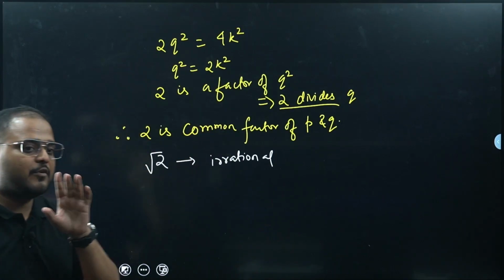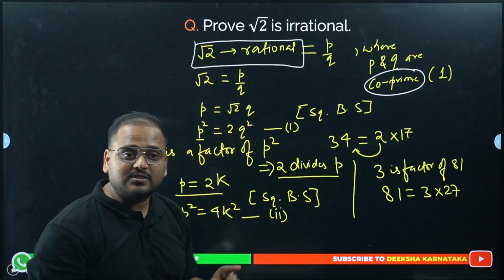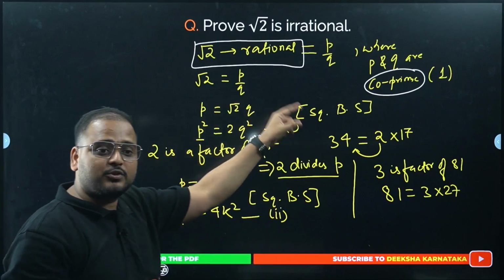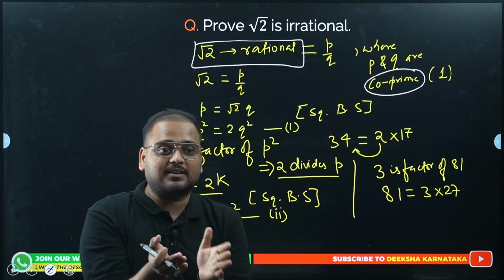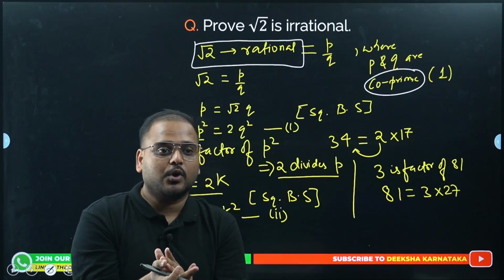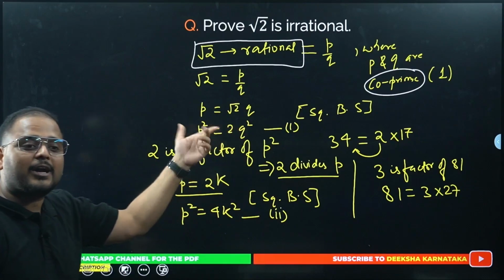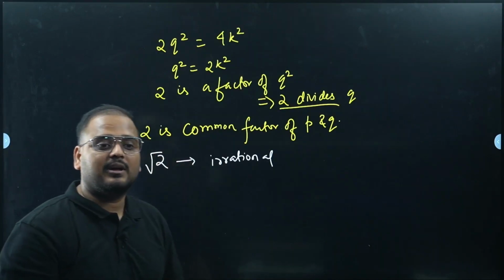I hope it's clear. If you want, I can summarize it again. So what we did here, we took root 2 as rational. Using the definition of rational number, we proved that we are getting another factor of p and q, which cannot be true. So from that contradiction, we are back to saying that it is not actually rational but irrational.